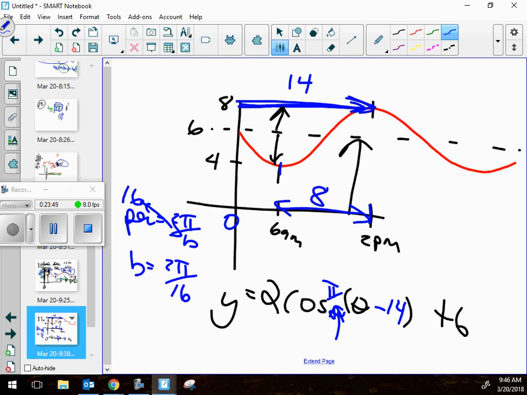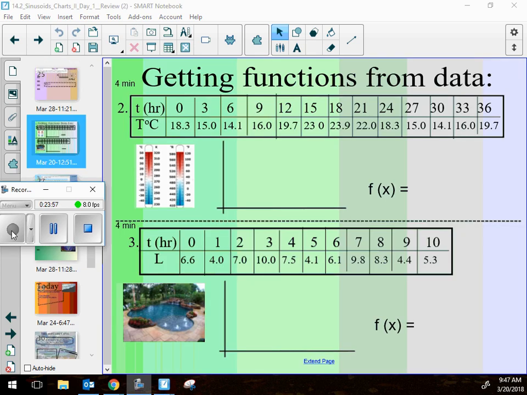Good. All right. So we haven't graded homework in a while. We're going to grade some right now. I'm going to pause. Okay, so on this first one, there are some points that we're going to look for.